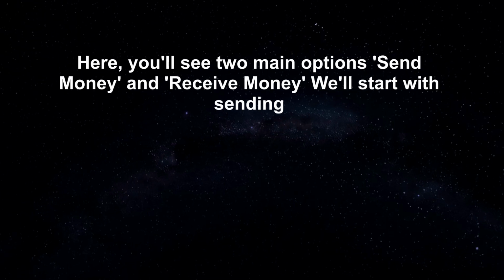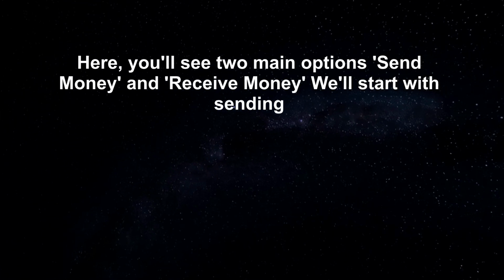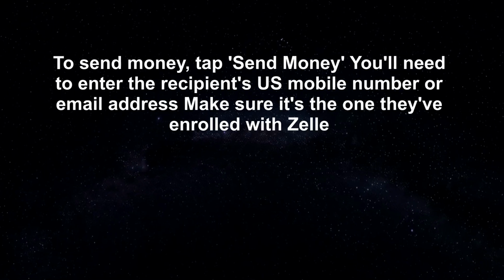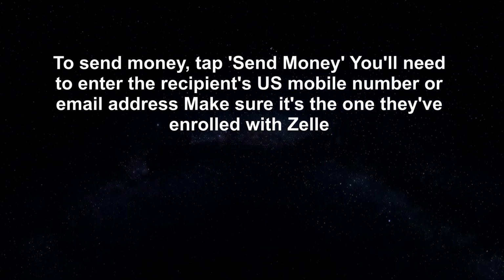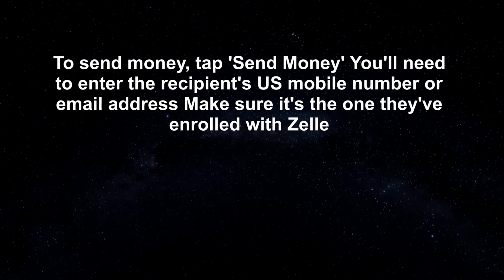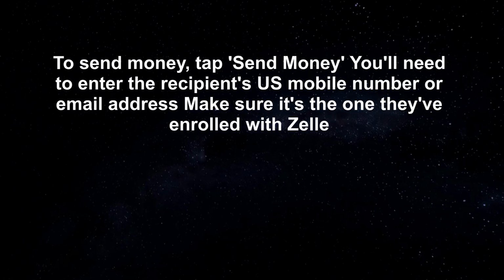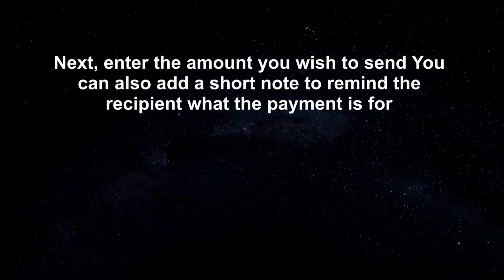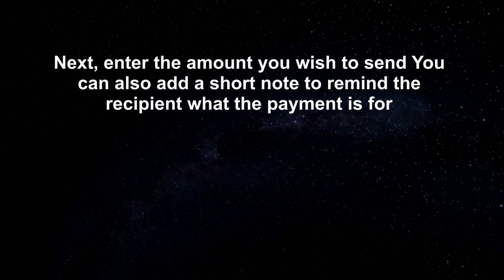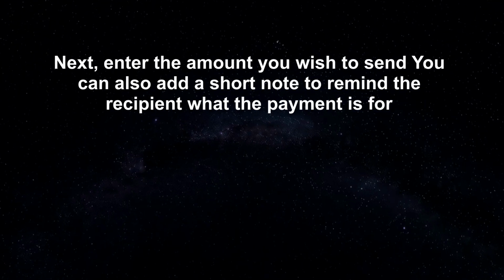Here you'll see two main options, send money and receive money. We'll start with sending. To send money, tap Send Money. You'll need to enter the recipient's U.S. mobile number or email address. Make sure it's the one they've enrolled with Zelle. Next, enter the amount you wish to send. You can also add a short note to remind the recipient what the payment is for.